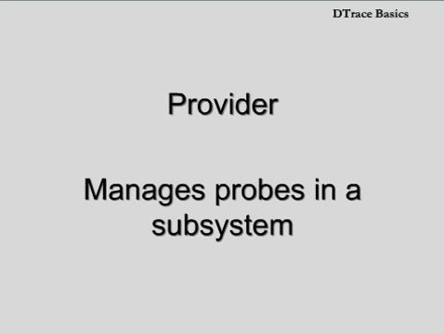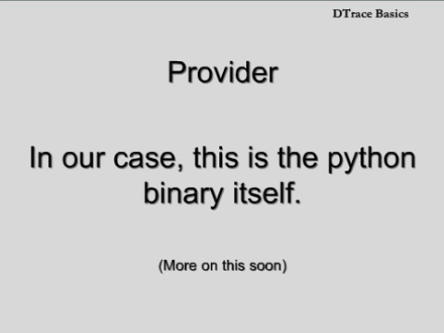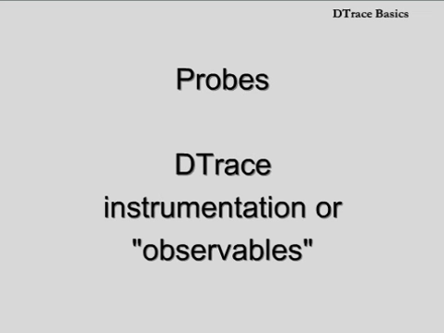But the key thing here is that a provider is essentially a tool that provides DTrace functionality to the kernel, which is where DTrace sits. We covered this already, and we talked about how probes are observables. So they're a piece of instrumentation. And again, you think about this as an event. So this is an event that you're interested in.